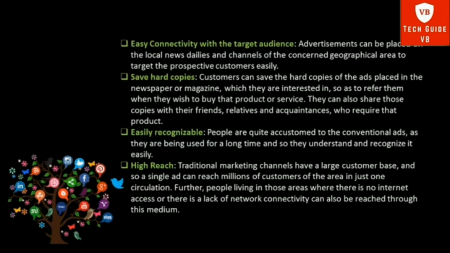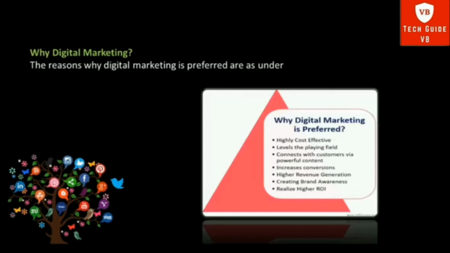Fourth is high reach. Traditional marketing channels have a large customer base, and so a single ad can reach millions of customers in an area in just one circulation. Further, people living in areas where there is no internet access, due to lack of net reach, can be reached through this medium. Next, why digital marketing?